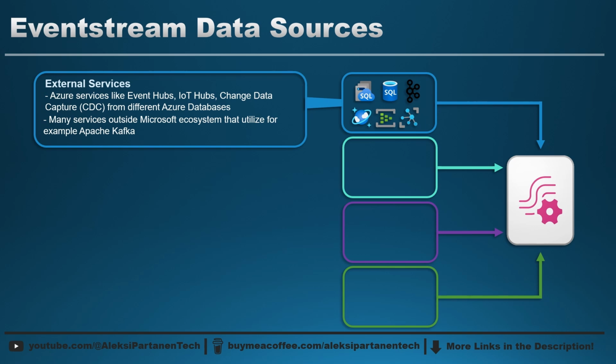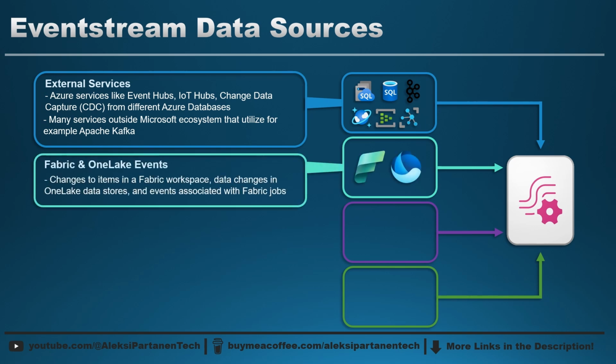Eventstream is also a very handy tool for processing events that are produced by Fabric itself. So Eventstream can capture and process various Fabric and OneLake events. For example, it can capture events from item creations in a Fabric workspace, data changes in OneLake, and events associated with Fabric jobs. With this functionality, Eventstream can be used to build alerts based on things happening in Fabric or OneLake, but more about this later.